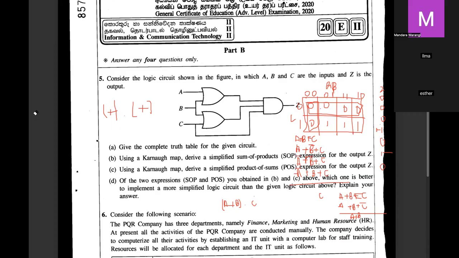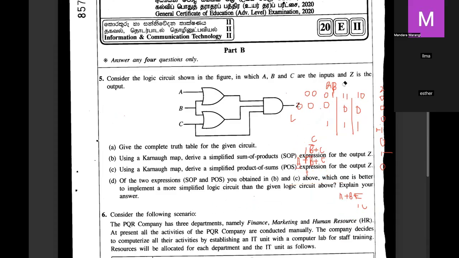Yeah, clear. The next question is: of the two expressions, SOP and POS, you obtained in B and C above, which one is better to implement a more simplified logic circuit than the given logic circuit above? Explain your answer. What is easier?